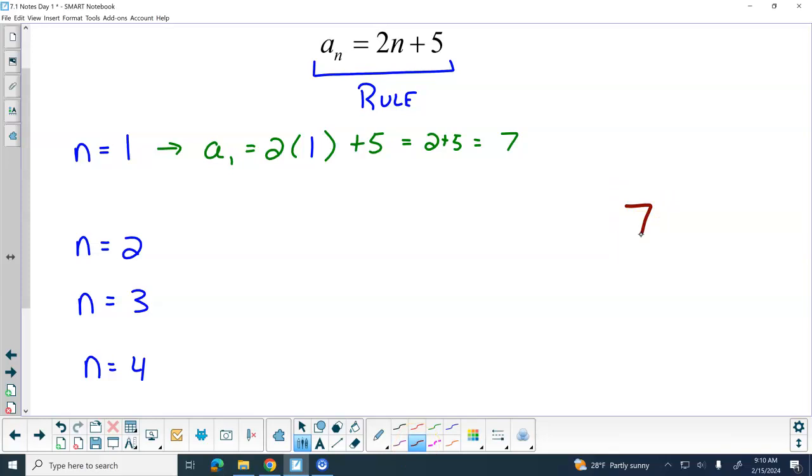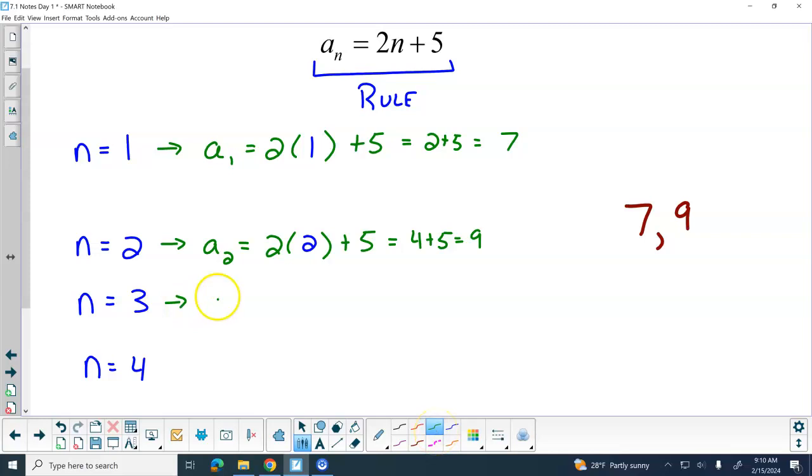Then I've got to find my second term. A sub 2 now would be 2 times 2 plus 5. 2 times 2 is 4. 4 plus 5 is 9. So my second term is 9. I separate my terms with a comma in the end. If I'm giving a list in my sequence, I separate those terms with a comma.